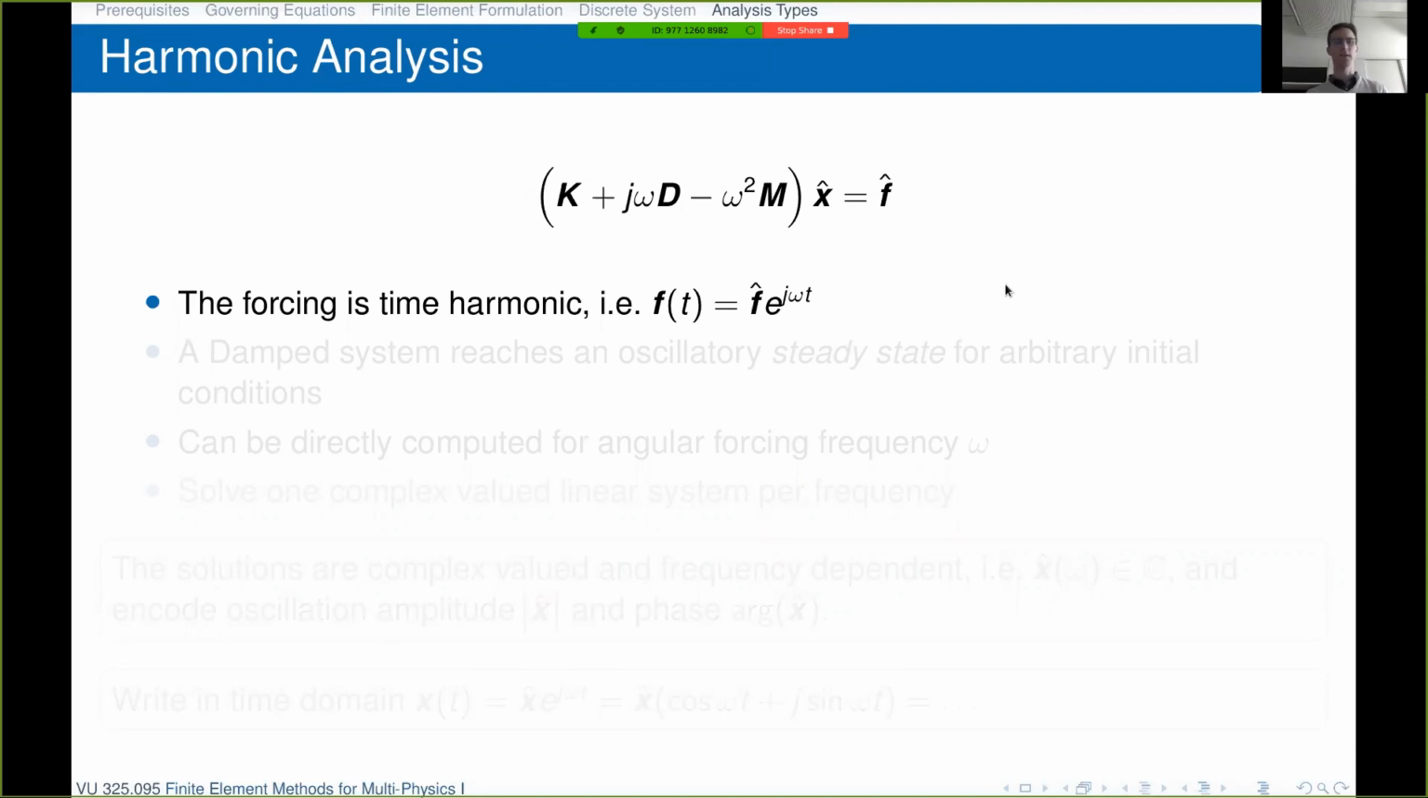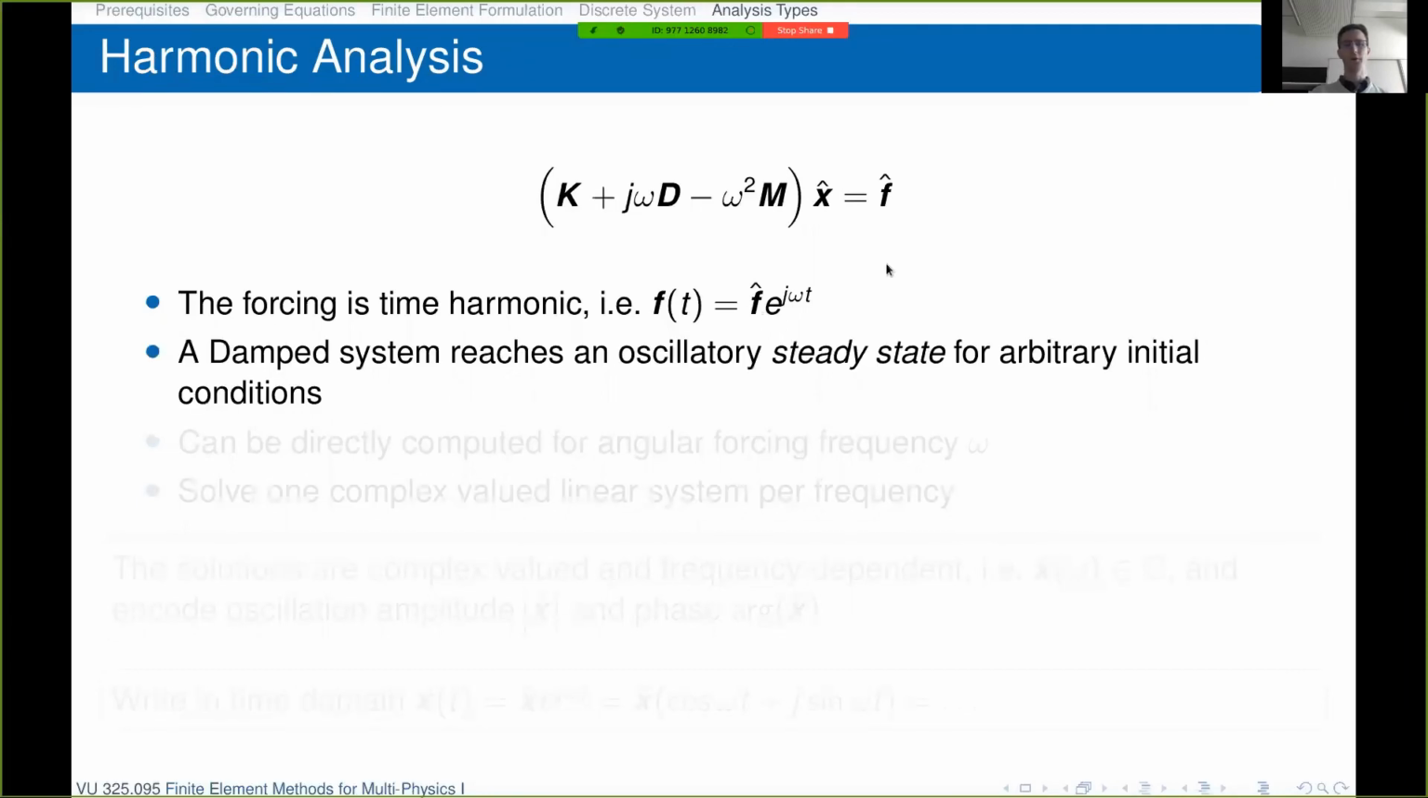So the first assumption is that the forcing has to be harmonic. So we can write it as a complex valued amplitude, so f hat, times e to the power of j omega t, where j is the complex quantity. This is the complex valued notation for a harmonic signal. Of course, the actual physical signal is only the real part of this, but the complex notation is used for convenience. And if you plug in this ansatz and do the same ansatz for the unknown x, you obtain the following equation.